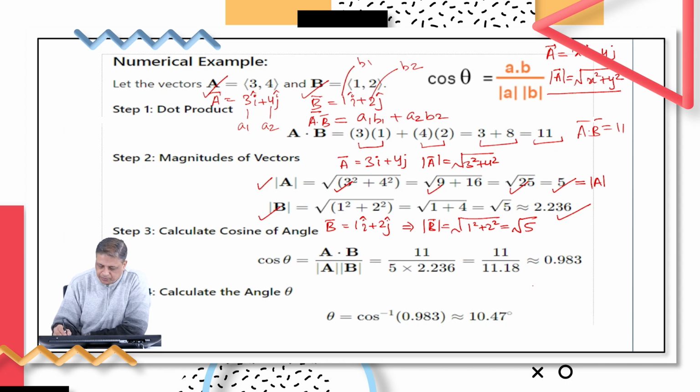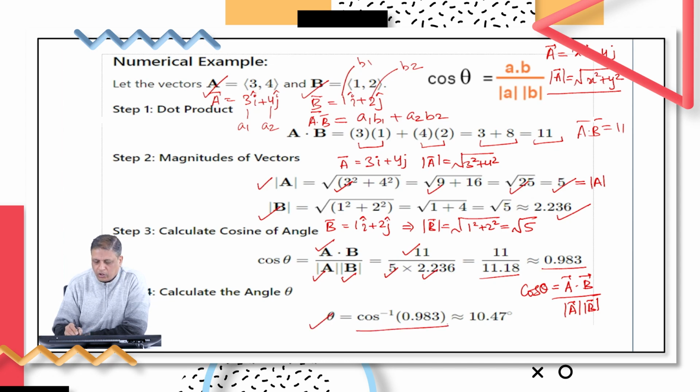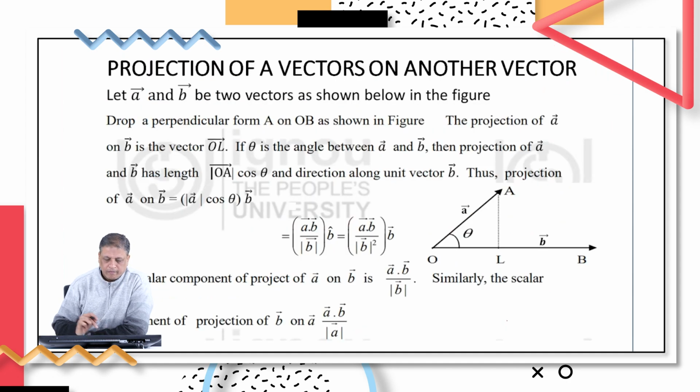And we learned that cos theta is equal to A vector dot B vector upon magnitude of A vector into magnitude of B vector. In the above cases, we already found that magnitude of A is 5 and magnitude of B is 2.236, and we also determined A dot B to be 11. Substituting the values, you get the answer 0.938. That means theta is nothing but cos inverse of 0.938, which turns out to be 10.47 degrees.